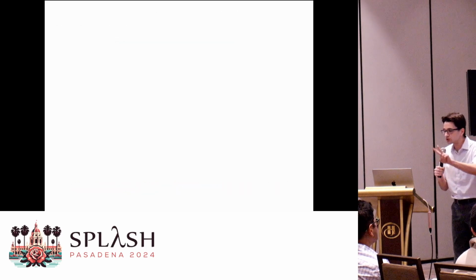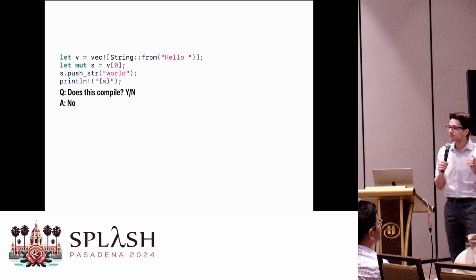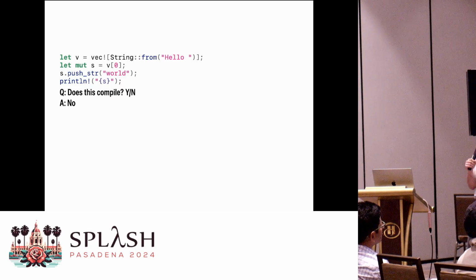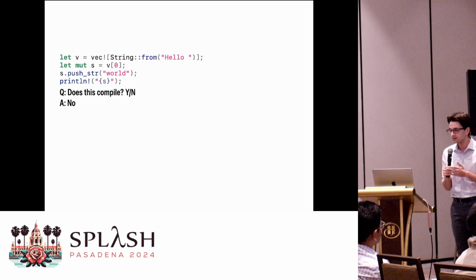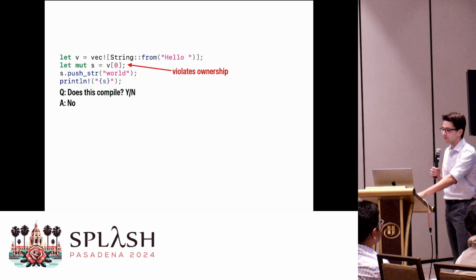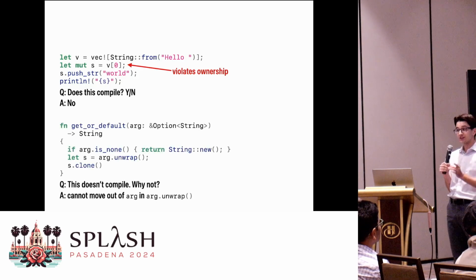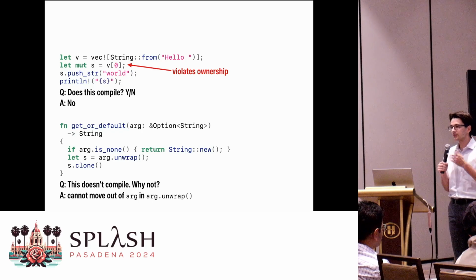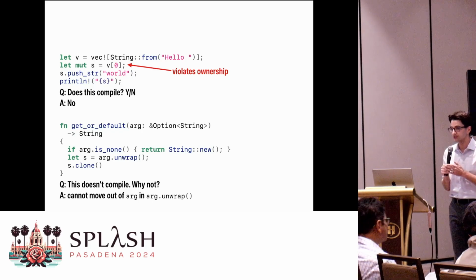I'm going to show you two types of questions we asked about Rust's type system. One type of question presents a program and asks, does this compile? Yes or no? Here the answer is no, because an operation violates the rules of ownership. In another type of question, we present a program and ask, this doesn't compile, why not? And the reader selects from one of several potential reasons.